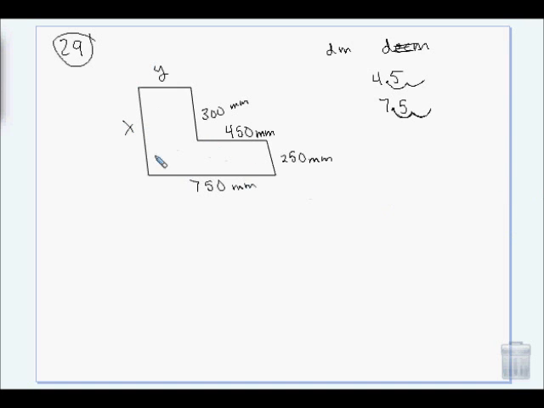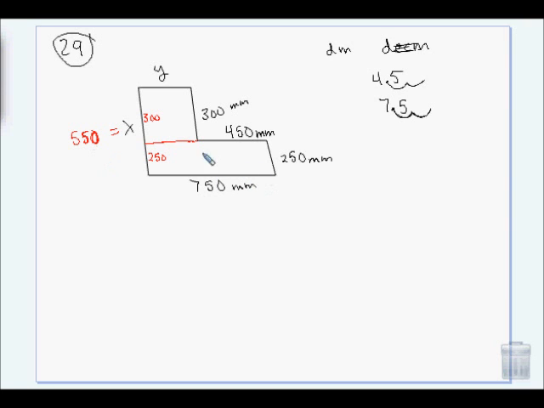Basically, if I cut it off right here, this whole side is this part plus this part, right? So if I have a straight line here, this part is 300 because it's the same length as this. And this part is 250 because it's the same length as this. So the x then is 550.